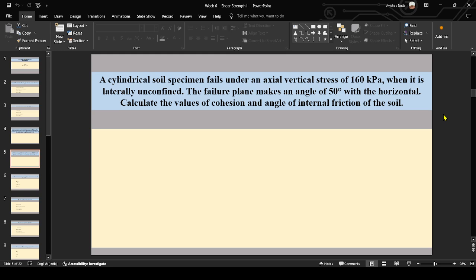A cylindrical soil specimen fails under an axial vertical stress of 160 kilopascal when it is laterally unconfined. The failure plane makes an angle of 50° with the horizontal. Calculate the values of cohesion and angle of internal friction of the soil.